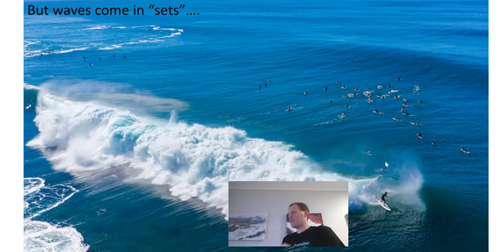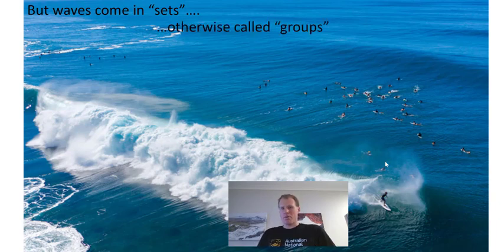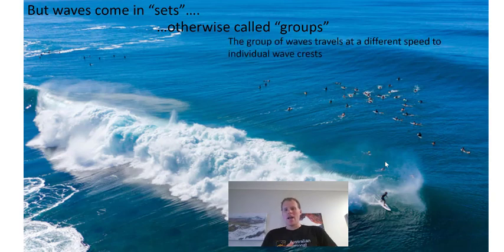Okay, so that's how fast an individual wave crest travels. But if you're a surfer, or even if you've been down the beach and just watched the waves roll in, you'll know that waves usually come in things that surfers like to call sets, or if you're a physicist, you would call a group. Okay, so a wave comes in a group. And there's this interesting property that a group of waves travels at a different speed to the individual wave crests. And so how does that work?